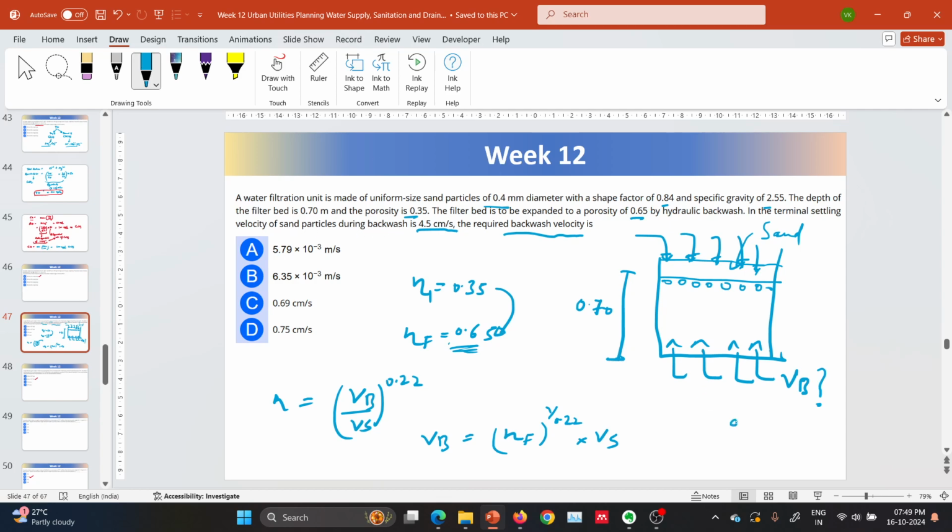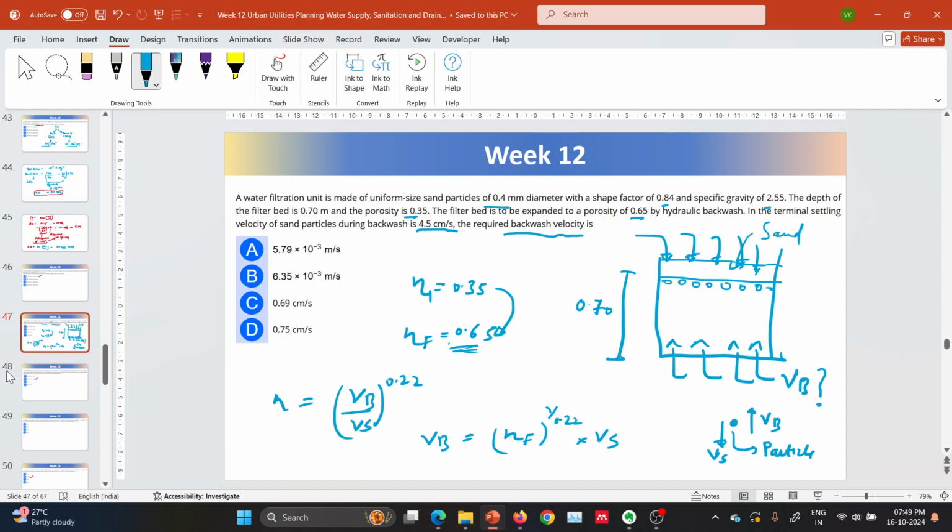The particles will go up and then come down based on their settling velocity. So that is backwash velocity, and this is settling velocity. The porosity will increase if VB, the backwash velocity, is more, so it is directly proportional to VB. The settling velocity tends to decrease the porosity, so it is inversely proportional to the settling velocity Vs. So we need to calculate VB.